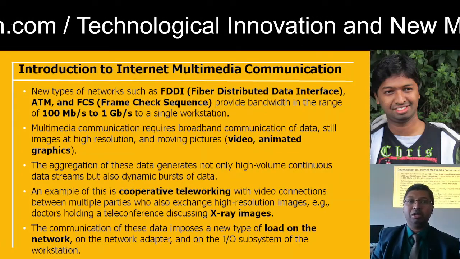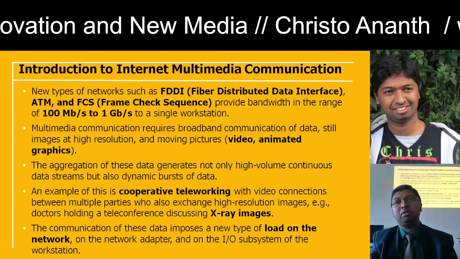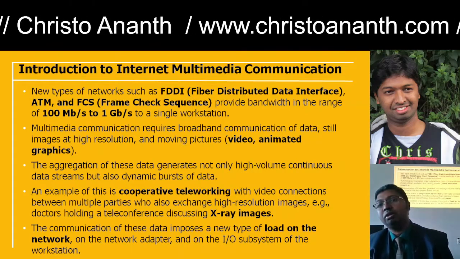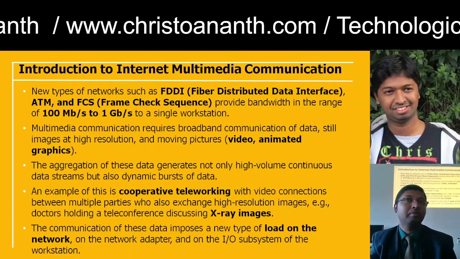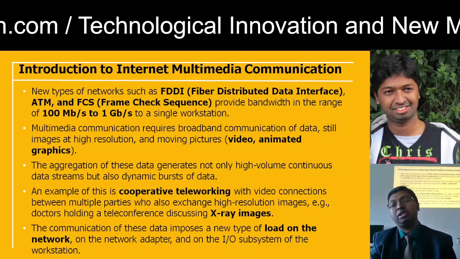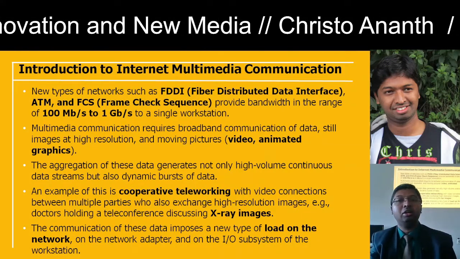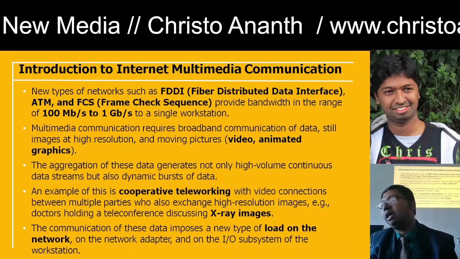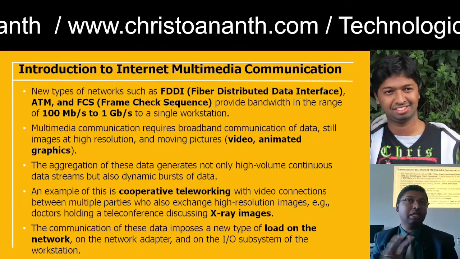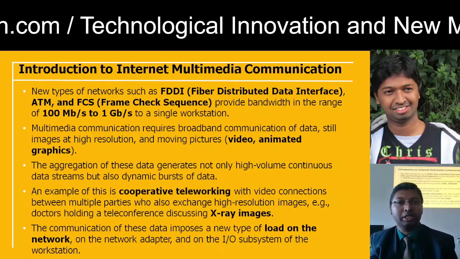So this is a broad introduction to internet multimedia communication. Normally when you talk about networks, you should definitely talk about FDDI, which is nothing but Fiber Distributed Data Interface. FDDI, ATM, and FCS, frame check sequence, are all important, and they provide bandwidth of roughly 100 Mbps to 1 Gbps, for a single workstation, with regard to the data rate.